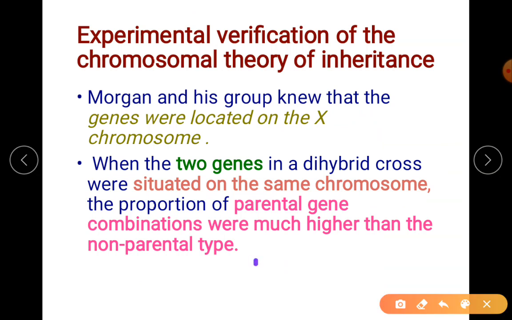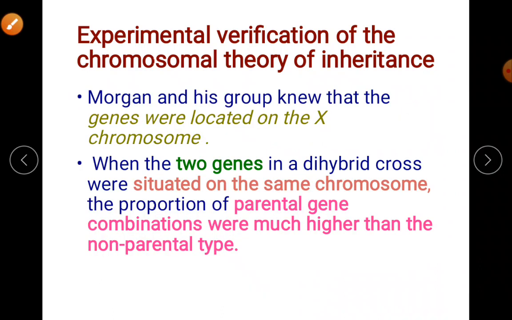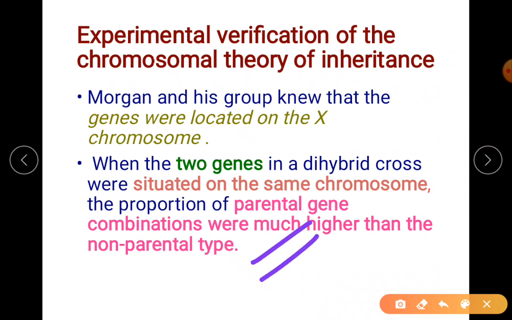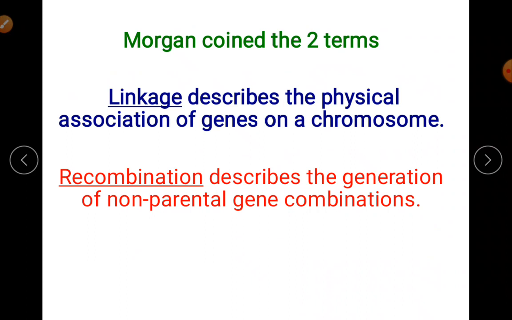Okay, we are just giving you the idea. Parental gene combinations are much more frequent than non-parental types. So this is actually your parental type: yellow body, white eye, brown body, red eye. Those are your parents in Drosophila. But what happened? A deviation occurred: the parental gene combination was more, and the non-parental type was less. So that was a deviation from the dihybrid cross, from Mendel's third law, Mendel's principle.